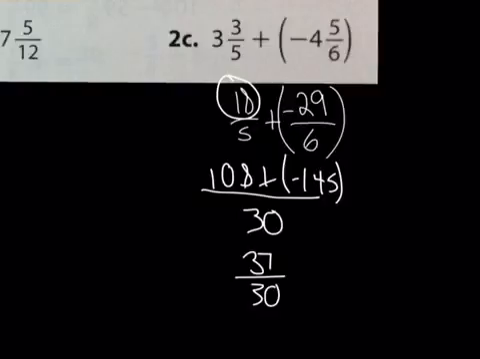And now you can simplify this. How many 37, 37? 1. You have 7 left over 30. Oh, and it's negative. It's a negative. Don't forget this is a negative.